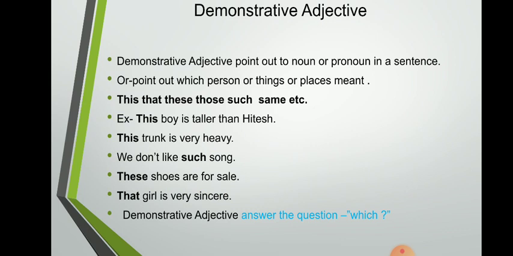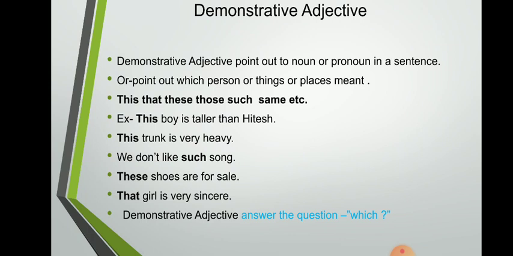Next, we will talk about demonstrative adjectives. Demonstrative adjectives point out the noun or pronoun in a sentence, or we can say they point out which person or thing or place is meant. The words used in demonstrative adjectives are this, that, these, those, such, same. Let us see the examples. This boy is taller than Hitesh. This trunk is very heavy. In both the sentences you can see that we have used this as a demonstrative adjective.